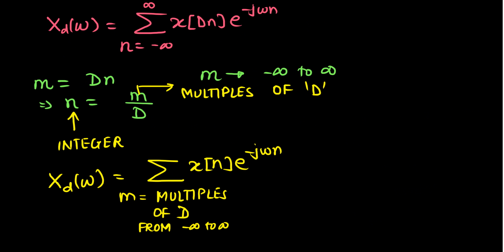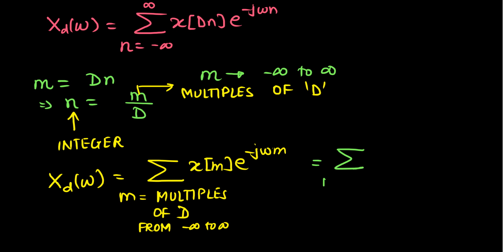So if we observe this summation here, we have m as multiples of d, from minus infinity to infinity, and we have this x of n. So we can just replace this x of n by x hat of n. So basically it is x of m here. So we can just replace this x of m by x hat of m and vary this m from minus infinity to infinity.